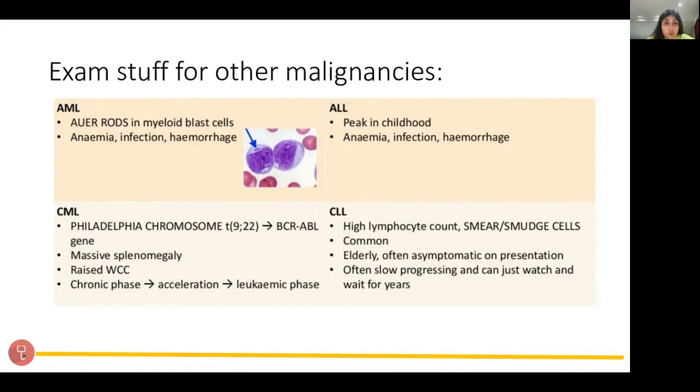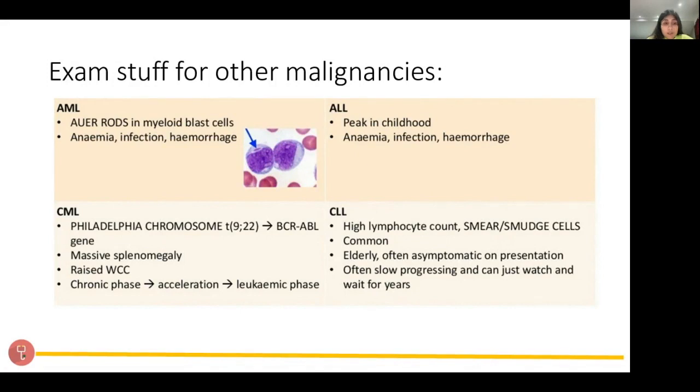Your white cell count can be raised or low, but basically, regardless, you've got white cells that are very immature, not working very well, and therefore you tend to get a lot of infections. And then low platelets will result in hemorrhages, petechiae, purpura, etc.